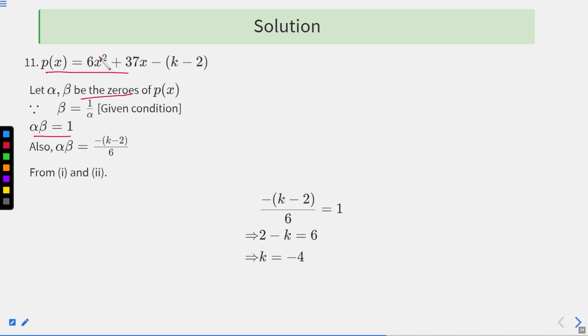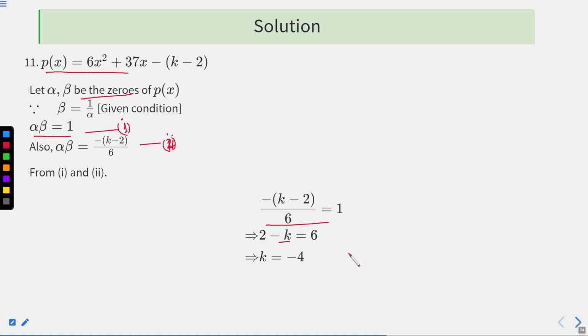Okay, now this is equation number 2 and that was equation number 1. So from equation number 1 and equation number 2, we get minus of k minus 2 by 6 is equal to 1. Okay, now if we simplify this equation, then we get 2 minus k is equal to 6. Okay, and it implies minus k is equal to 6 minus 2, that is 4. So then k is equal to minus 4.